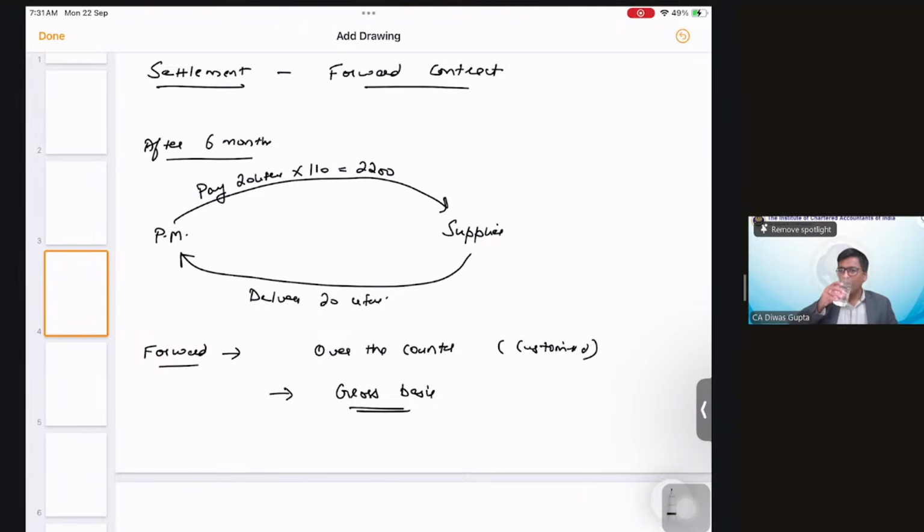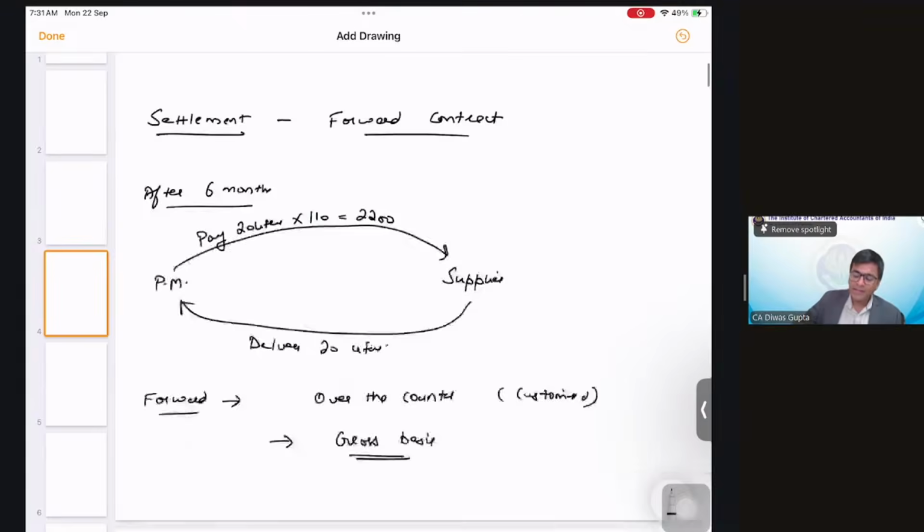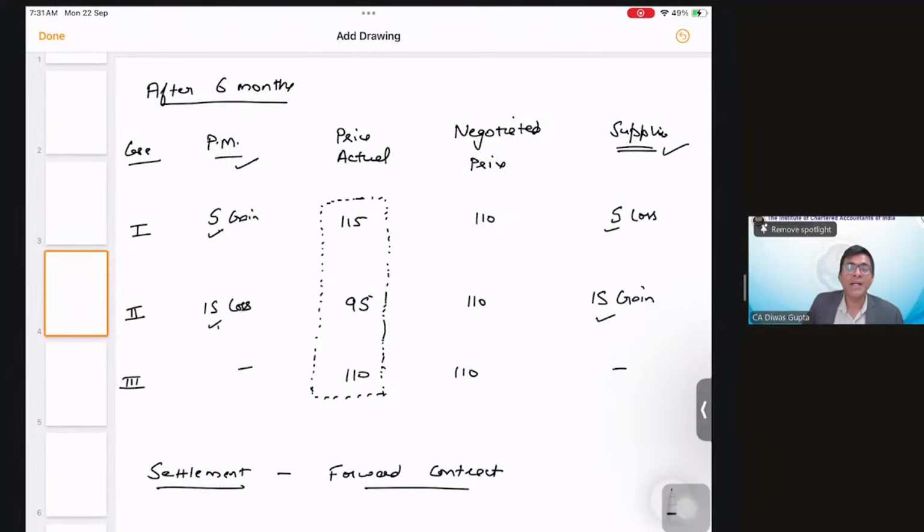So why I was asking, because 95 rupees was the actual price in case 2. Why would he purchase from him at 110? That's a very good question. But since the agreement stated and the procurement manager was bound by that agreement, they will have to honor the commitment. So that is where, in case you need flexibility to make a decision: if the price is favorable to me, I will execute the contract. If the price is unfavorable to me, I will not execute the contract.